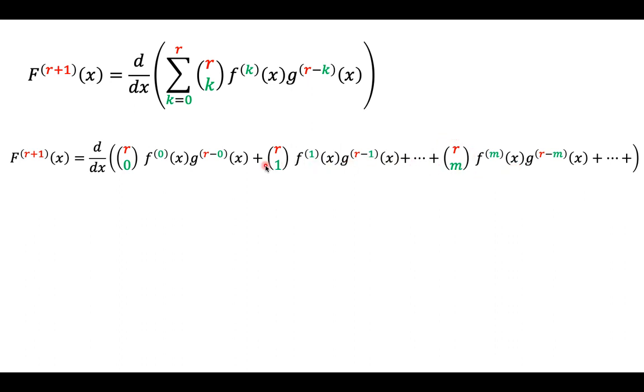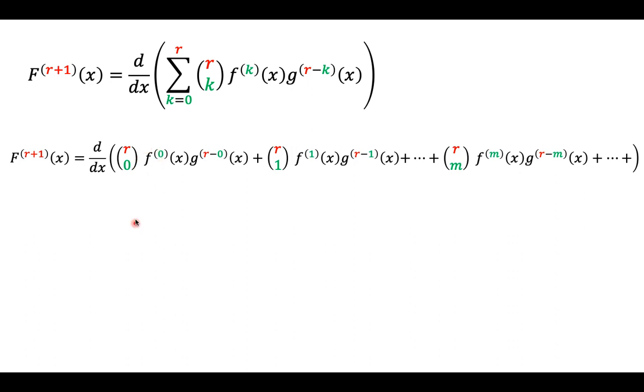And if we stop at 1, then it will be r choose 1, f to the 1 of x, g to the r minus 1, just following the formula. So we stop at m, some number along this journey from 0 to r, then it's this. So as it varies, okay, now let's look at each one in turn.